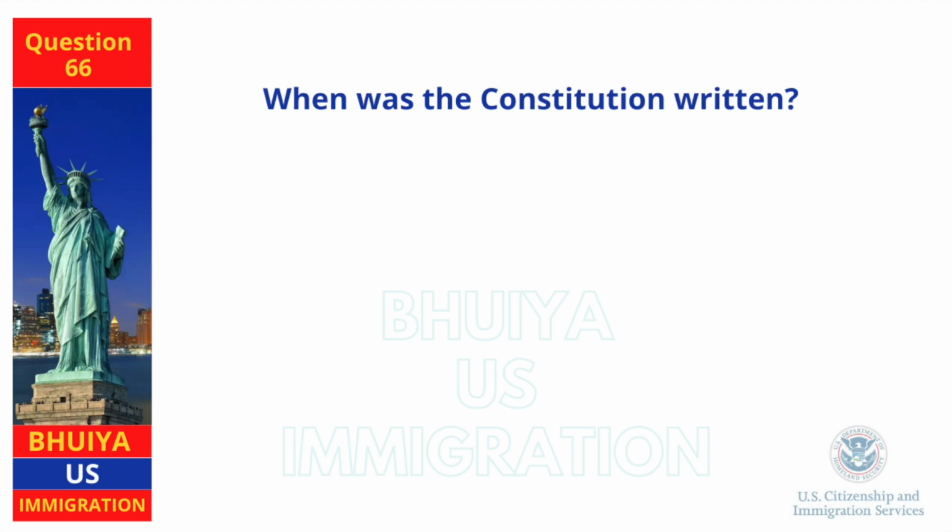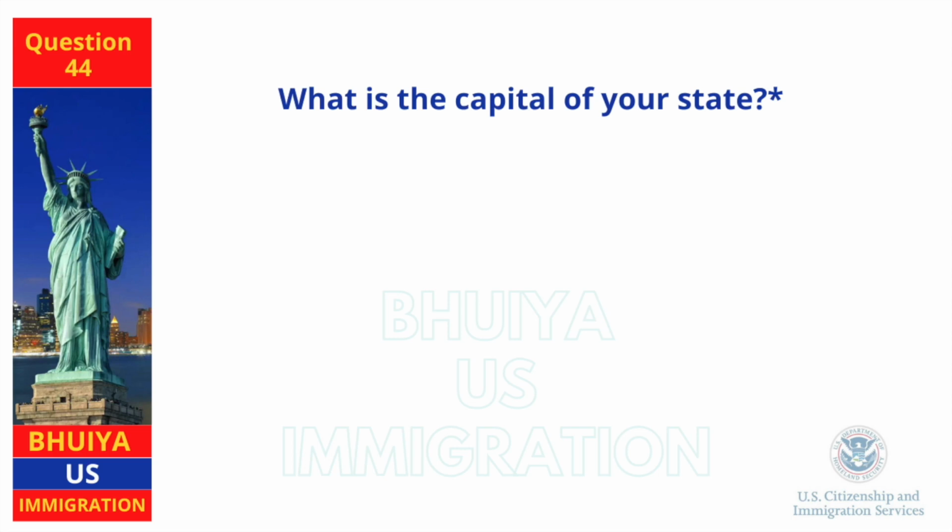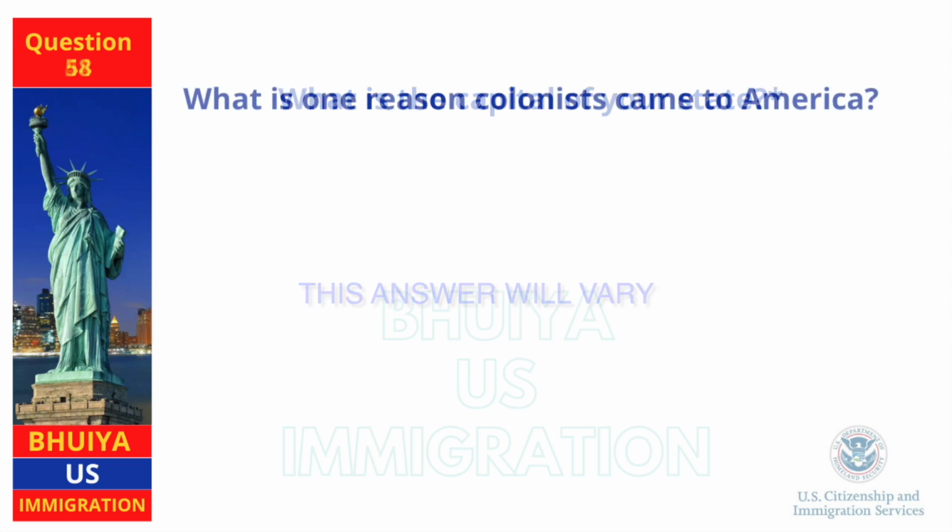When was the Constitution written? 1787. What is the capital of your state? This answer will vary. What is one reason colonists came to America? Freedom.